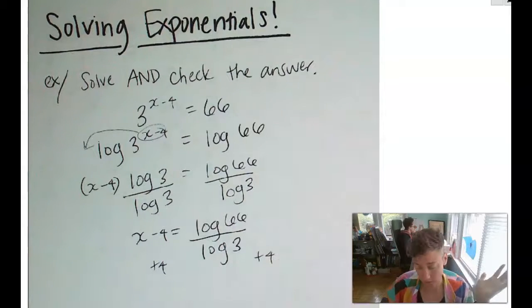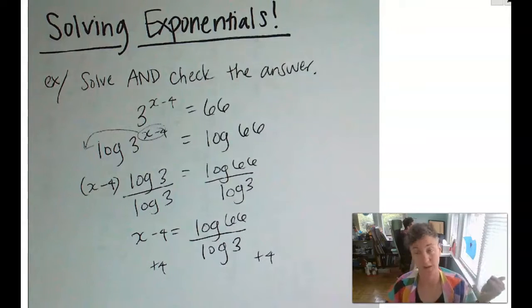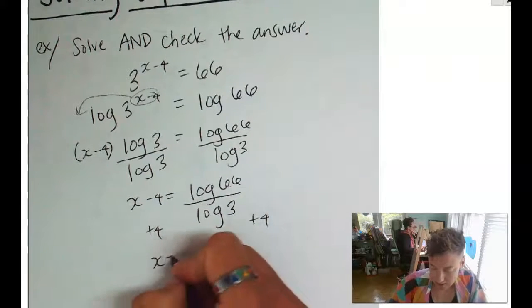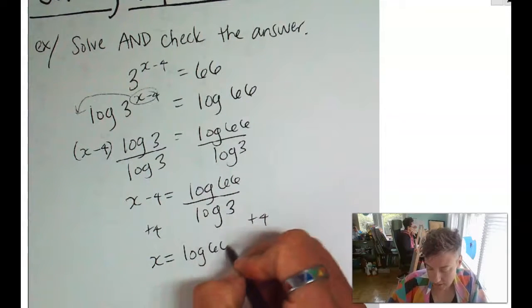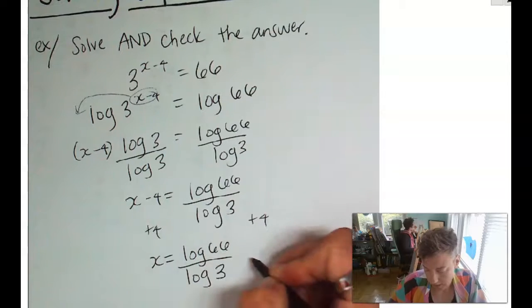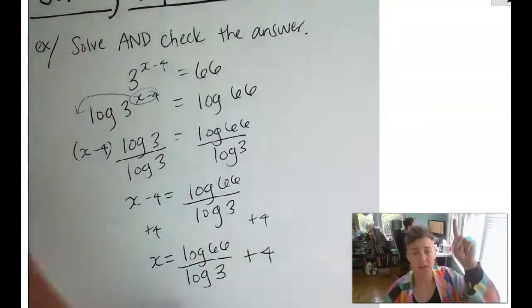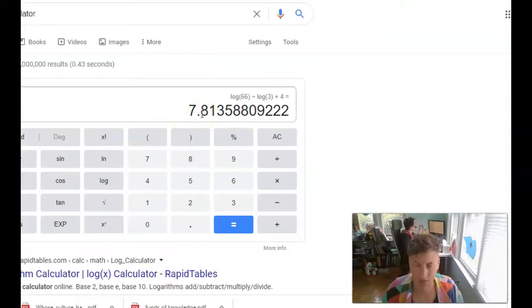I'm just doing the operations here, and then I'm going to plug it in and see what we get. So we have x equals log of 66 over log of 3, plus 4. And now I definitely need some computational assistance. To the internet! So there we go. We plugged it into our Googles and get x equals 7 point, let's just round to the nearest tenth, call it 7.8. And then we'll go over to Wolfram and check it out.